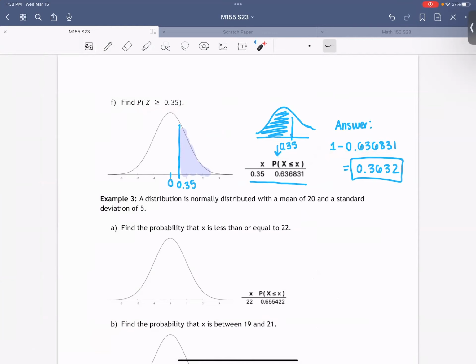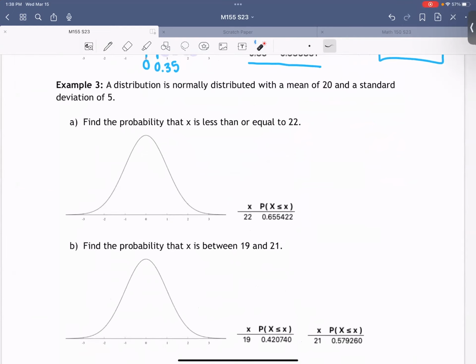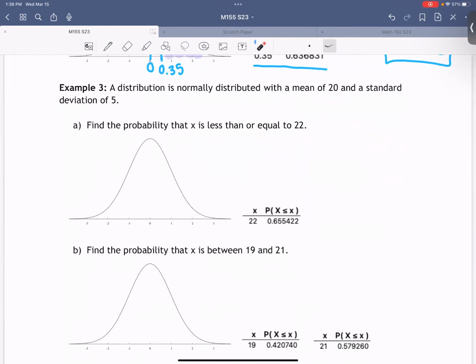All right. Let me show you an example of doing these questions where we're not actually given a z-score, we're given an x value. And this is the type of question that you might be asked as well. Okay. So here we have a distribution. It's normally distributed. It has a mean of 20 and a standard deviation of 5. Okay. In part A, I want to find the probability that x is less than or equal to 22.